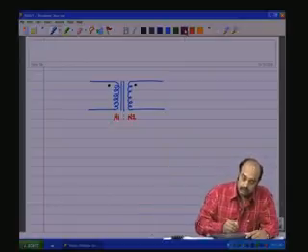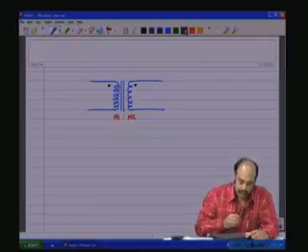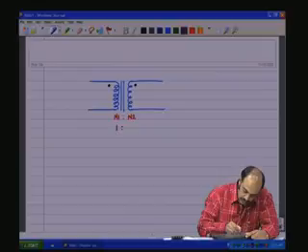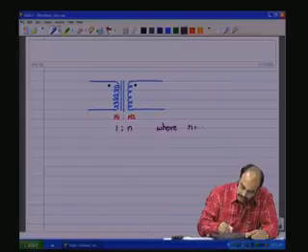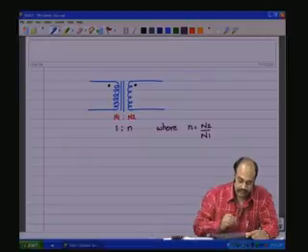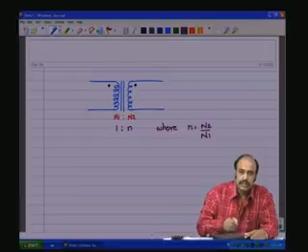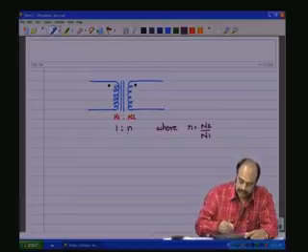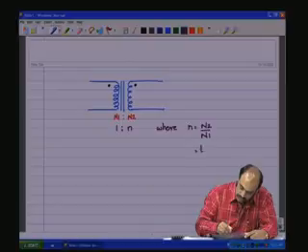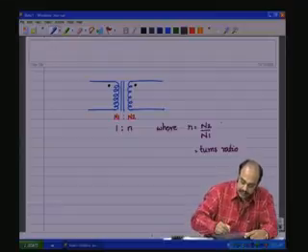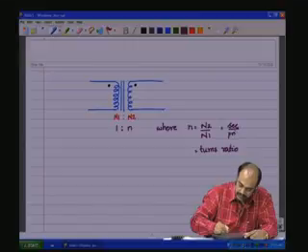Alternatively, one may also provide the ratio, that is 1 is to N, where N is equal to N2 by N1. This is also a frequent representation of the transformer. Instead of the actual number of turns, they provide the turns ratio. N is called the turns ratio, the secondary number of turns to the primary number of turns.